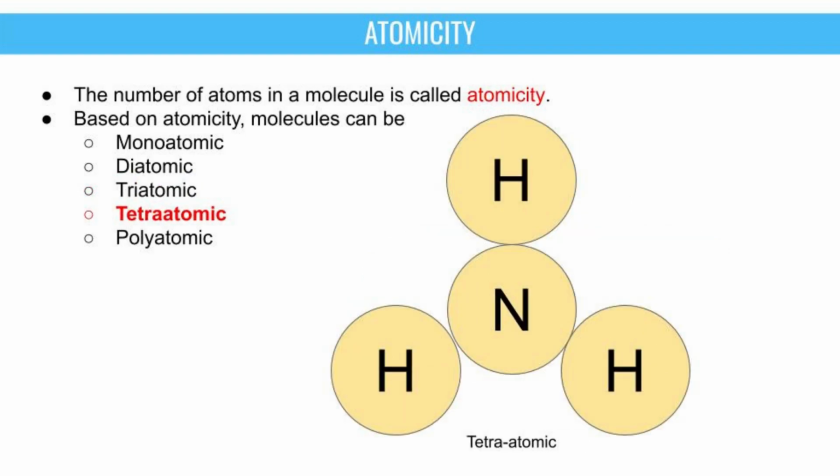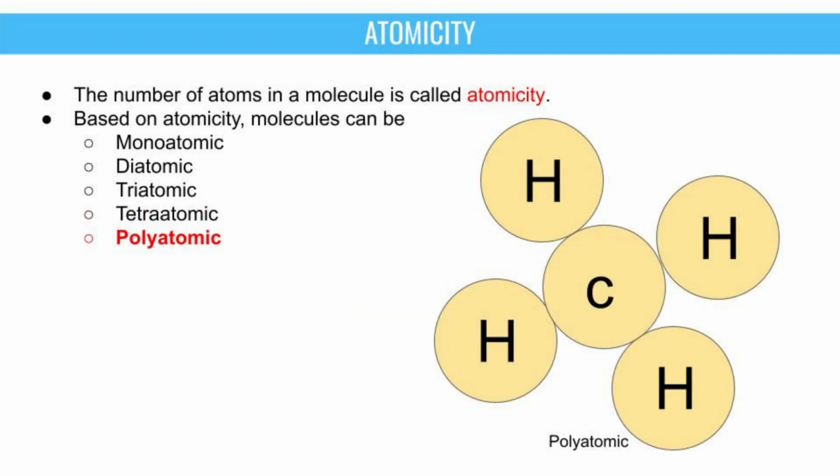Tetratomic. Example, ammonia. Tetra means four. An ammonia molecule consists of three atoms of hydrogen and one atom of nitrogen, in turn making four atoms. Hence it is tetratomic in nature.